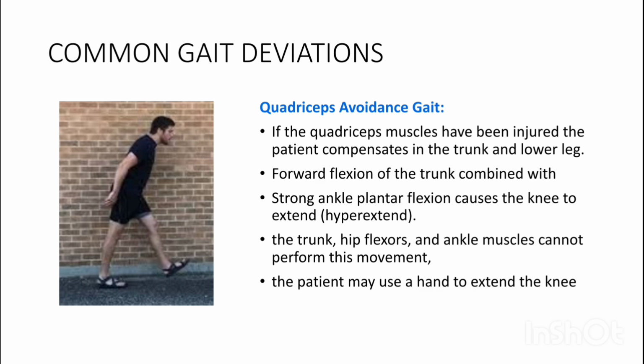Next is the quadriceps avoidance gait, occurring when there is weakness of the quadriceps muscle on the affected extremity. If the quadriceps muscle is injured due to any of the reasons, the patient's trunk and the lower leg will try to compensate for it. There would be forward flexion of the trunk combined with strong ankle plantar flexion movement, causing the knee to hyperextend. If for any reason the patient's trunk or leg cannot compensate for this, the patient may use the hand to extend the knee.